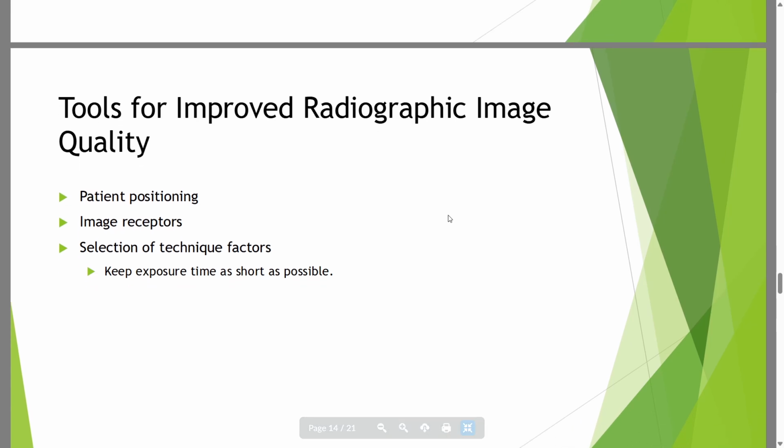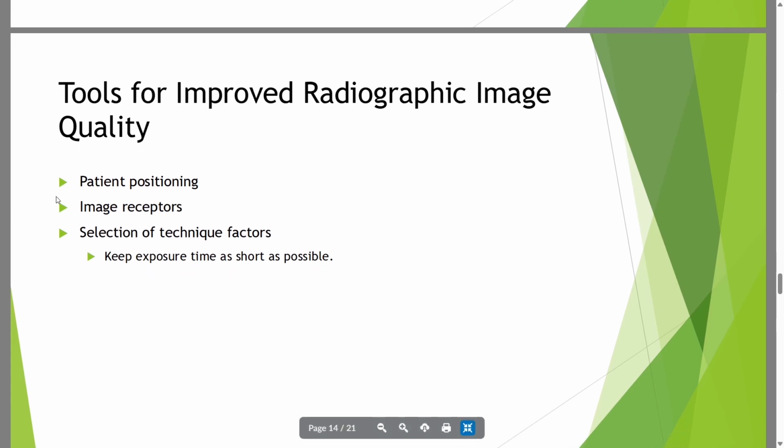So overall, how do we make a really good image? Patient positioning is obviously very key. Selecting the correct image receptor and selecting the correct technical factors. Of course, keeping exposure time as short as possible helps a variety of factors, including motion blur, which we just talked about.